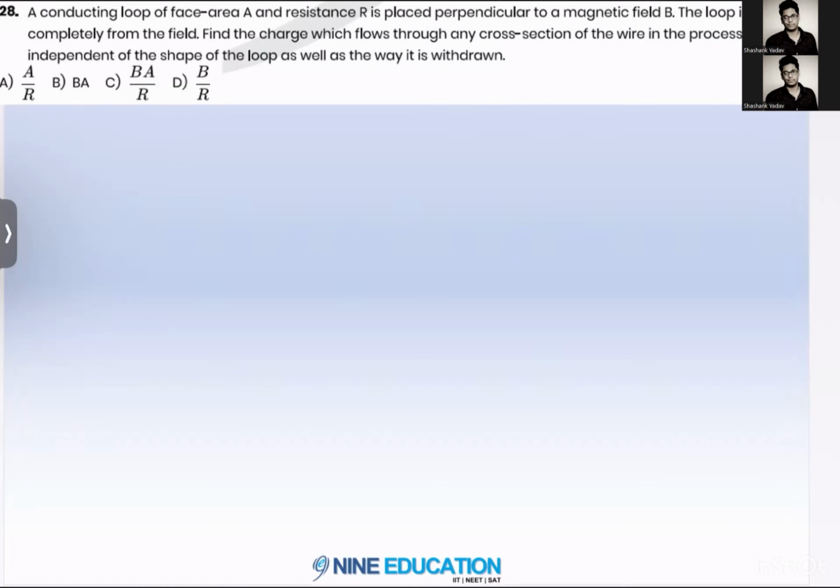Here is the next question. A conducting loop of face area and resistance is placed in a plane perpendicular to a magnetic field B. The loop is withdrawn completely from the field, which means the magnetic field value is going to be changed inside this loop. That means there is a change in flux, which will produce an induced EMF and therefore an induced current. If there is an induced current, then there is definitely a charge that is flowing.